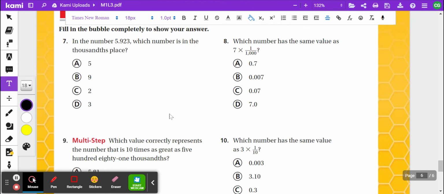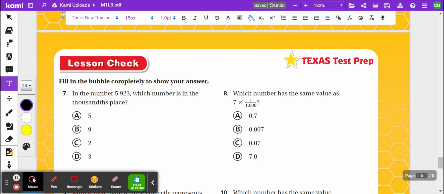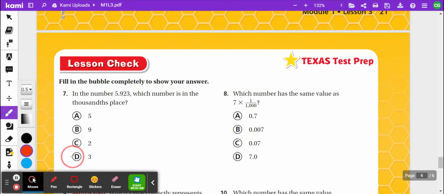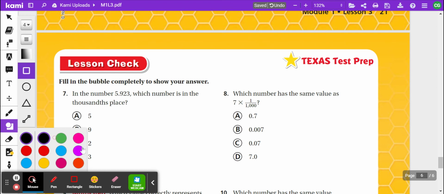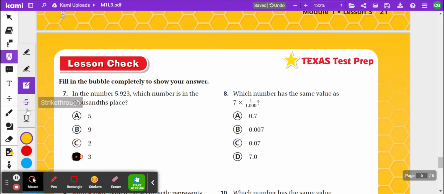Okay, let's look at number 7. What is the number 5 and 923 thousandths? Which number is in the thousandths place value? Very good. It's going to be the 3. So I'm going to mark that one up. So the 3 is in the thousandths place value. I'm going to go ahead and highlight that so that you could see it, because that's what we were looking at.